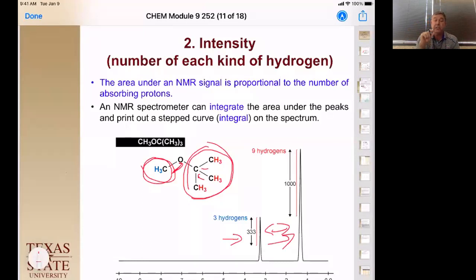Sometimes you'll just have integrations and it'll be like 1, 2, 3. Sometimes they'll be like this, where it's the raw number and you have to divide them to figure out how many hydrogens are in each peak. Okay, question on intensity. So it's going to be a relative ratio between peaks, the area under that curve.